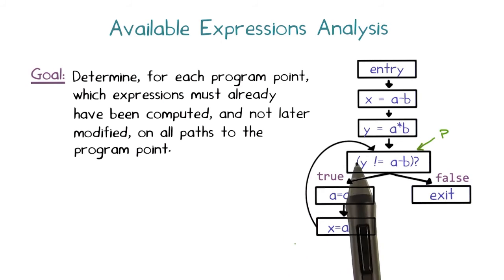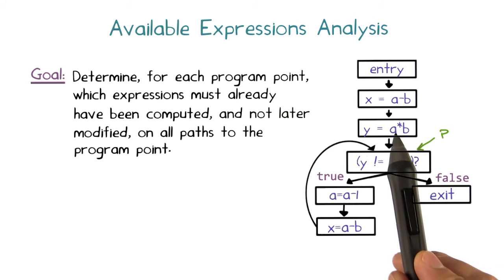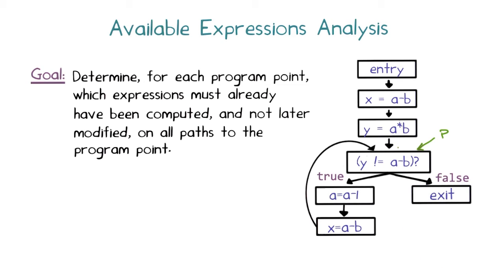On the other hand, the expression a times b is not available at program point p. This is because although this expression is available along this program path, it is not available along this other program path. In particular, the variable a occurring in this expression is modified here along this path. And moreover, this expression is not computed after that modification in order to become available later at the program point p. Let's walk through an example.